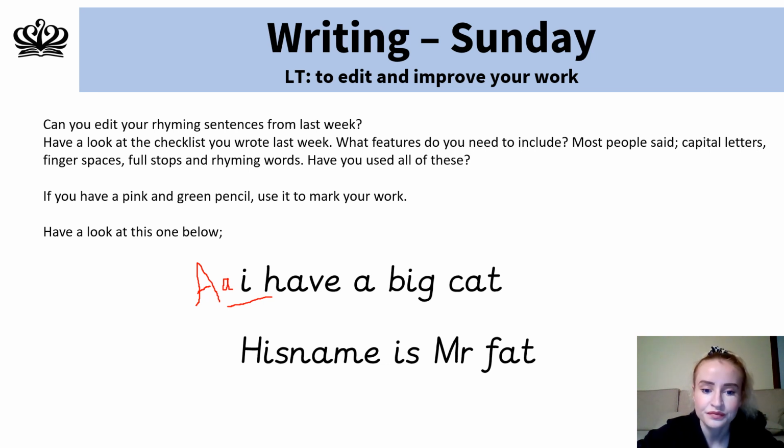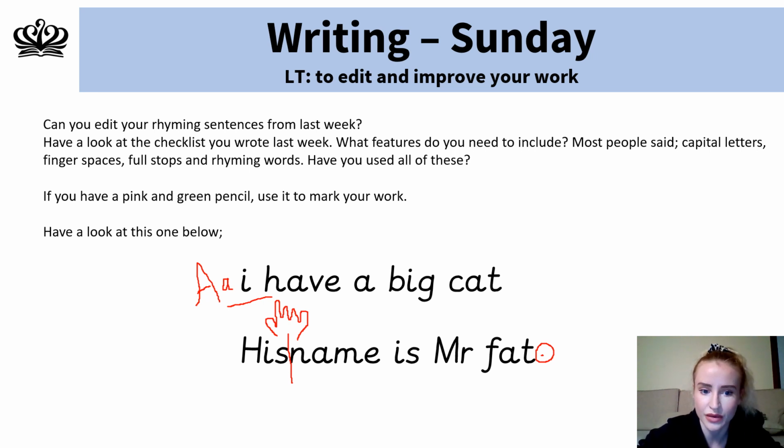Then in the next one, his name is Mr. Fat. So I've forgotten to use something here at the beginning of the sentence. I'm sure you guys have spied it. There's no finger space. So I'm going to draw a line here and a little symbol of a finger. I'm trying my hardest. Oh, that'll do. And the next thing I want to check for is something at the end of my sentence. Normally I use a full stop, but I've forgotten to, so I'm going to do my symbol, full stop with a circle around it.